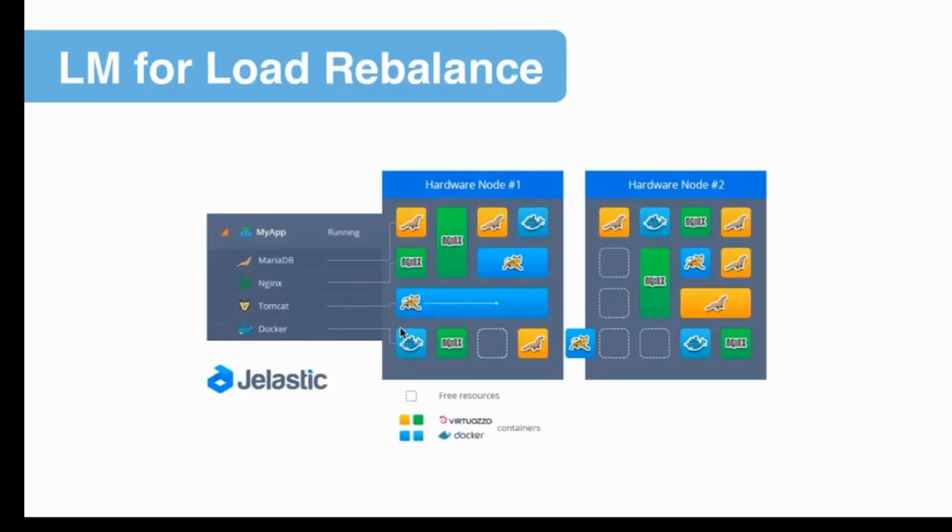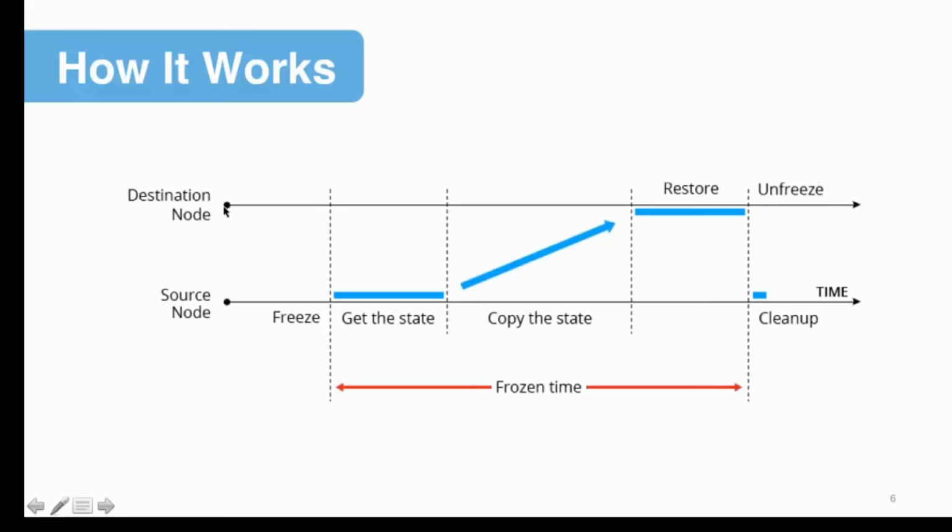Okay, let's talk about technology and let's analyze how it works from a technical point of view. As you can see on this illustration, we have two nodes, the source node, where our container is placed, and the destination node, where our container will be placed at the end of the live migration. When we want to migrate a container, the platform freezes this container and gets the state of this container, I mean memory and file system, all network connections, and so on.